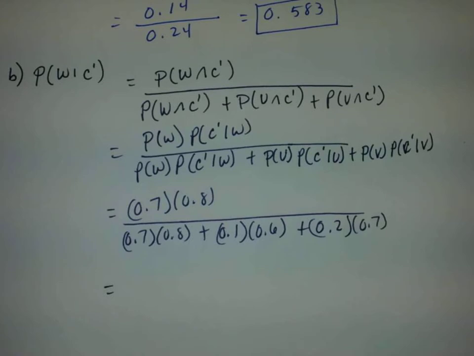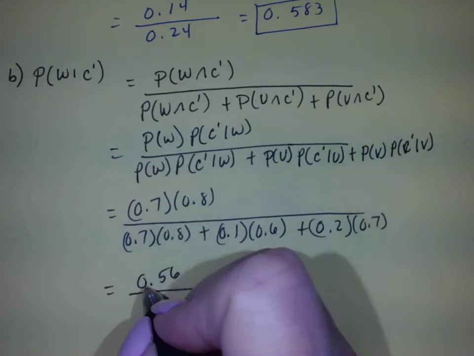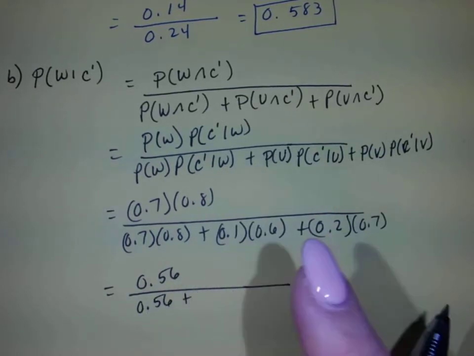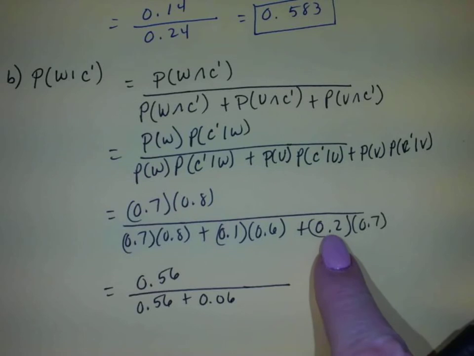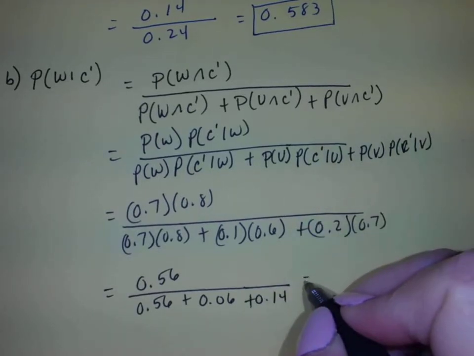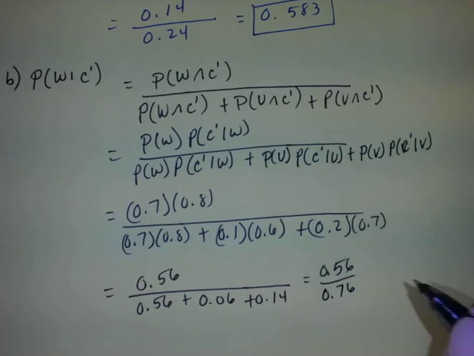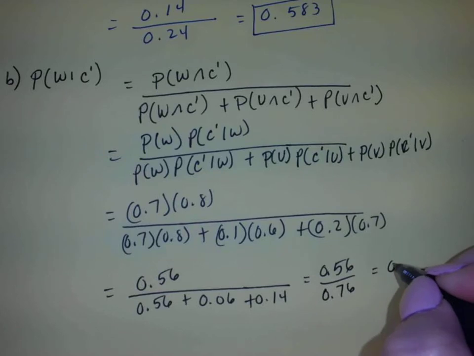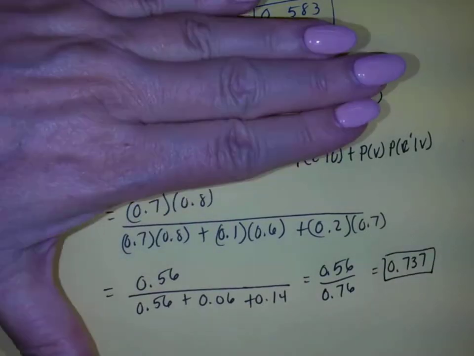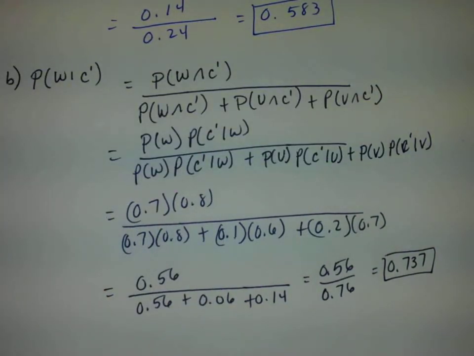All right, so 0.7 times 0.8 will get us 0.56 divided by 0.56. 0.1 times 0.6 will get us 0.06. And 0.2 and 0.7 being multiplied will get us 0.14. So this will get us 0.56 divided by 0.76, and that will get us 0.737 when we divide them. So again, you won't have to do all of these. You're going to be able to figure this out the more that you practice.